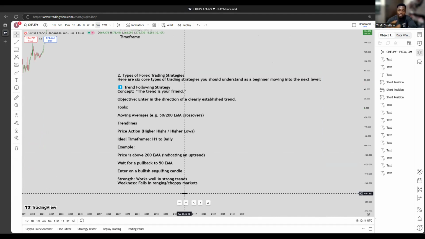Then number two, we talked about the types of Forex strategies. We said we have six core types of trading strategies that a beginner should understand, moving on to the next level. Number one, we have the trend following strategy. The concept: the trend is your friend. It's telling you to always move with the tide. When I say move with the tide, it means if the current of the water is going east, you want to go east with it. You don't want to go west.